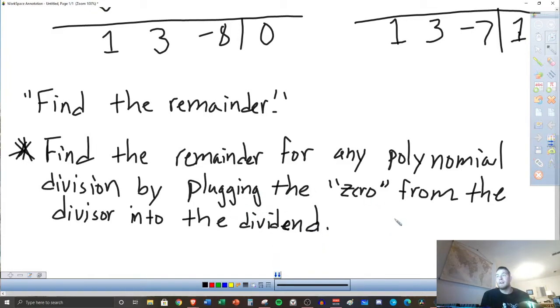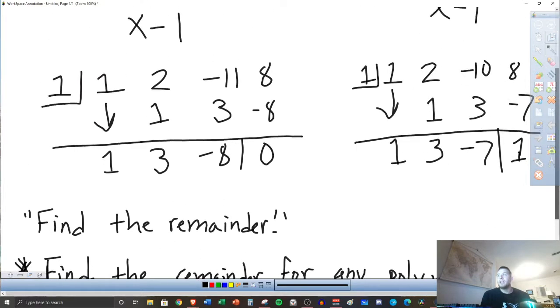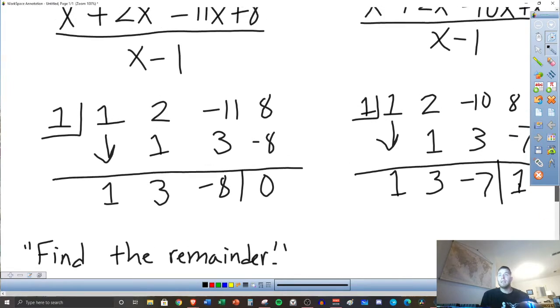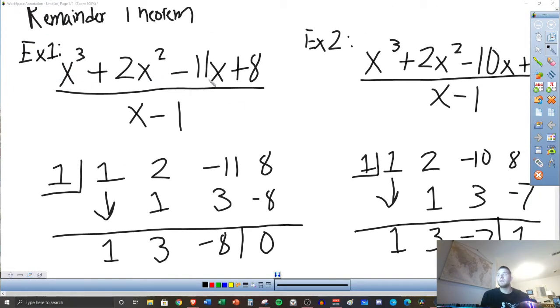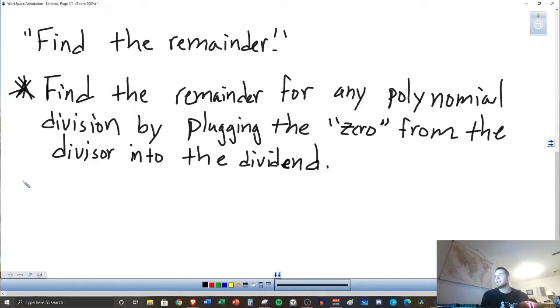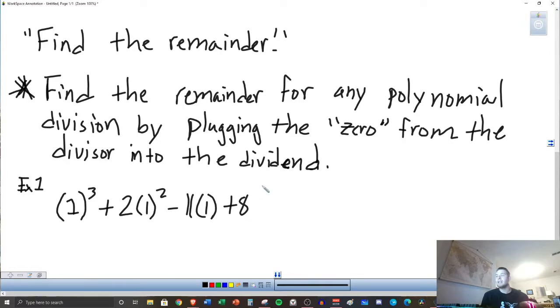Well, let's clarify. Let's take our example 1 here. Our 0 was positive 1. And let's take positive 1 and let's plug it into everywhere that there's an x. That's what we want to do. So we'll do that down here. Let's see what this looks like. Example 1, we had x cubed, so we're going to do 1 cubed plus 2 times 1 squared minus 11 times 1 plus 8. There we go. This is the rule. That's going to help us.